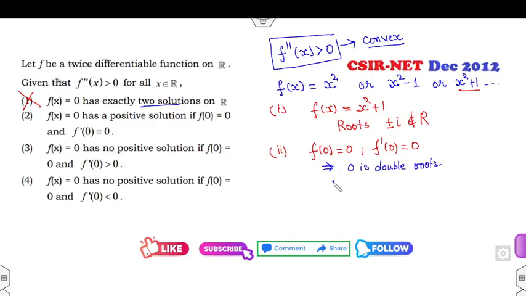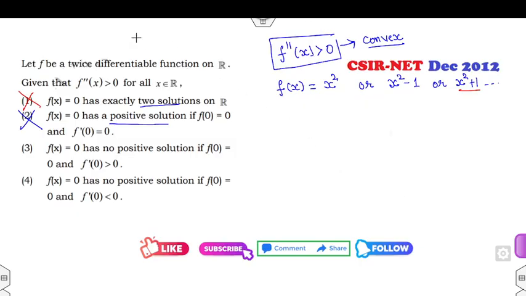Fine. So if f has a double root, that means this is my x square. Now this will satisfy this property. Then f of x has a positive solution. What is the solution of this problem? This solution is 0 comma 0, but you can see there is no positive solution. F of 0 is 0, f dash is greater than 0.